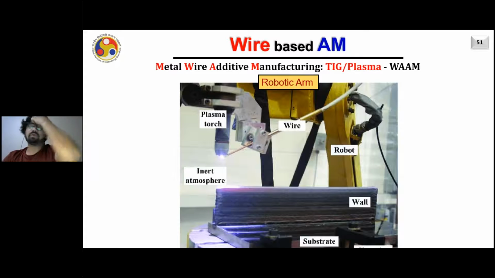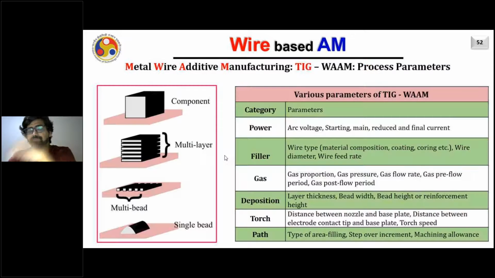A robot based system is shown here, where a plasma is used. You can see that this is the plasma, even without having a complete circuit with this substrate. It is having a pilot plasma. It's not the real plasma, it's a pilot plasma just to initiate the further plasma, and the wire is coming from the side here. The process parameters are very much the same.